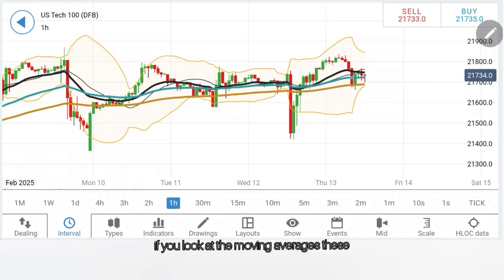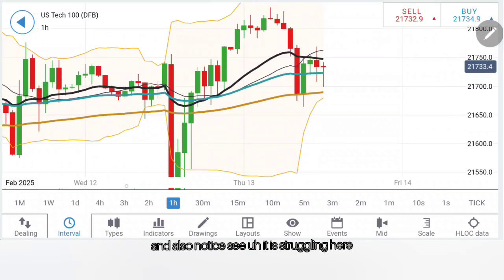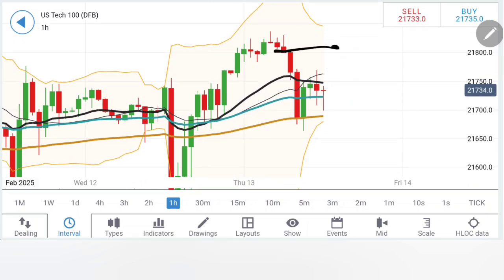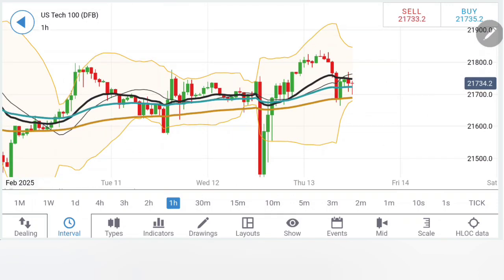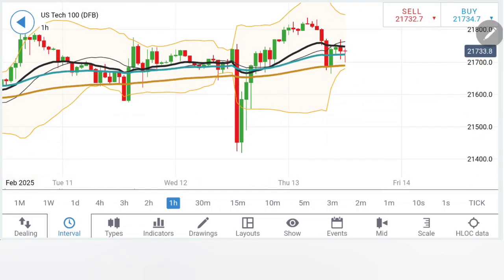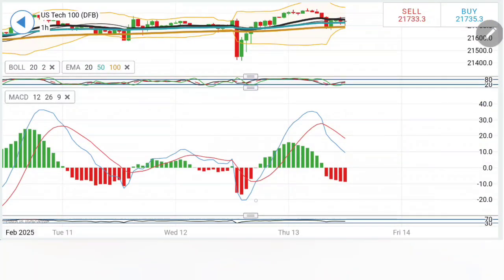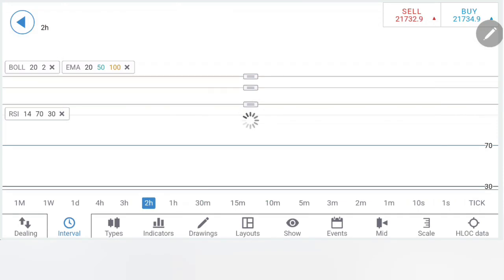Right now, if you look at the moving averages, these are still trading bullish, running parallel. And also notice, it is struggling here on the upside, so it is very, very important for it to now trade beyond. Also notice 21,760, 800, 840, 850 till 21,850. We have got very good, very strong resistances for Tech 100 on the upside. Beyond 21,850, there is no looking back. Stochastic rising, MACD has crossed over, trading with divergence and bearishness, RSI flat.